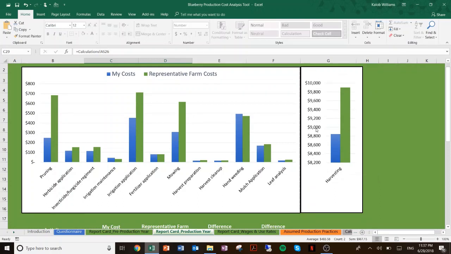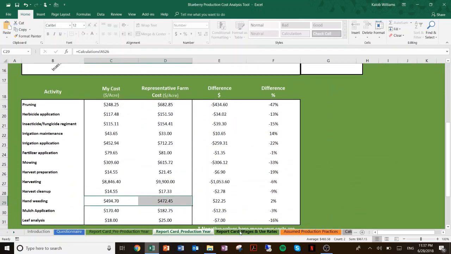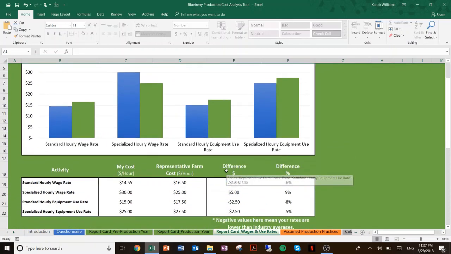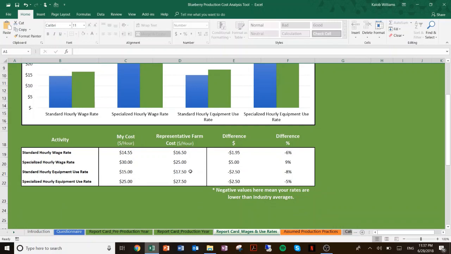Harvesting costs are so much larger than all the other costs that they would dwarf them, and you wouldn't be able to distinguish between your costs and the representative farm costs because they would be so small. So we put it on its own little graph over here. Otherwise, everything is the same. And then you have your wages and use rates. This is, again, very similar. You have your graphic section and your numeric section. It allows you to analyze these numbers in different ways.